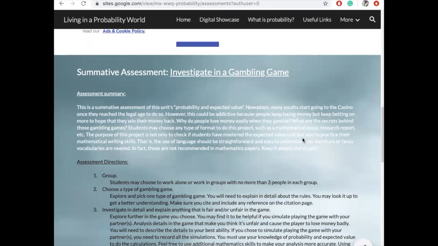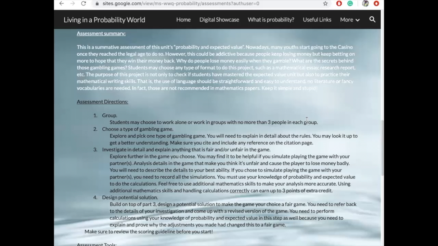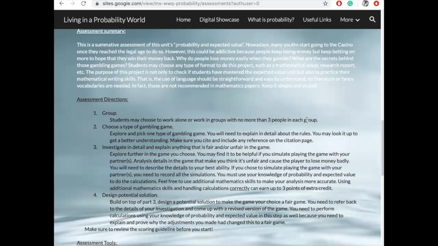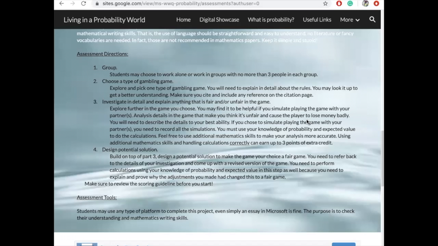The second assessment I have is investigate in a gambling game. You can choose to work alone or work in a group, but no more than 3 people. You can choose any type of gambling game you want. Make sure you explore and understand the rules behind the game because you'll need to provide a detailed explanation. Next, you're going to be investigating in detail and explaining things that you suspect are fair or extremely unfair, that can make the player lose money badly. You will need to provide a detailed explanation involved with calculation to prove your thoughts.